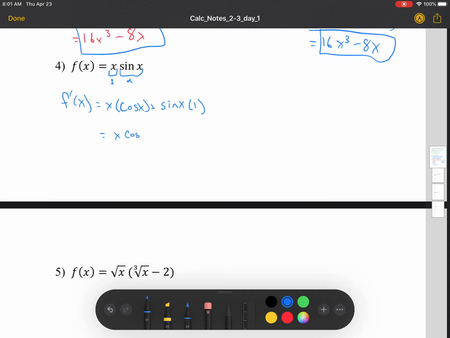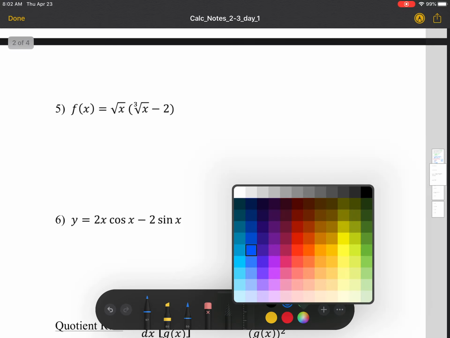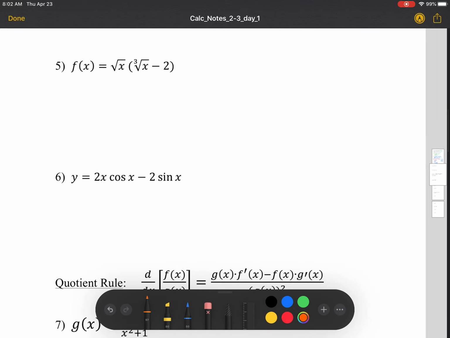So this is your final answer. There is no more simplification. X times cosine of x plus sine of x. Alrighty. Moving on to 5. Let's change up the color. All right, number 5.